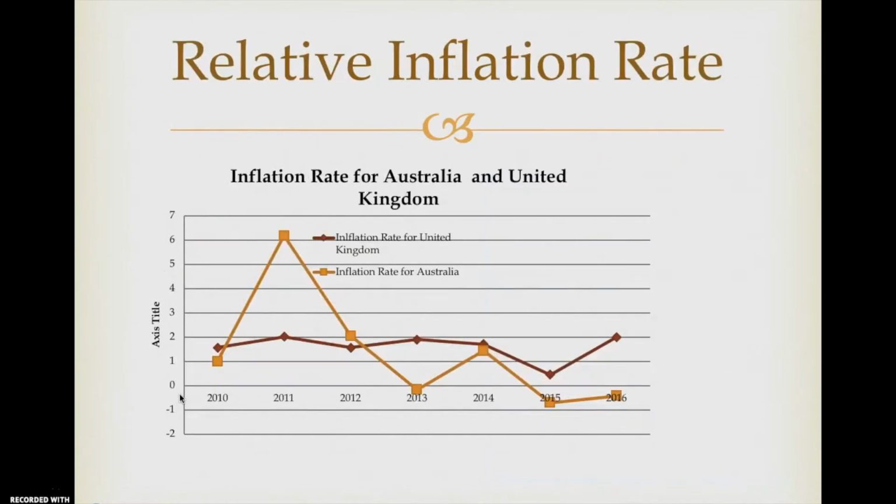Hi, I'm Yue Zhao. I'm going to introduce the relative inflation rate. For the past 6 years, the inflation rate for Australia experienced a decreasing trend, while the inflation rate for the UK is very stable, and on average the rate is higher than Australia. Recently, Australia's inflation rate experienced a negative growth rate, while for the UK it has reached 2%.